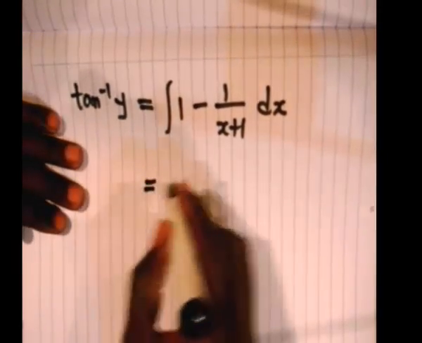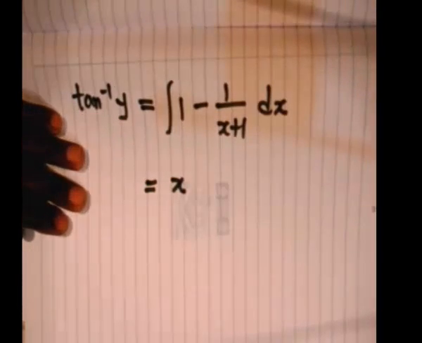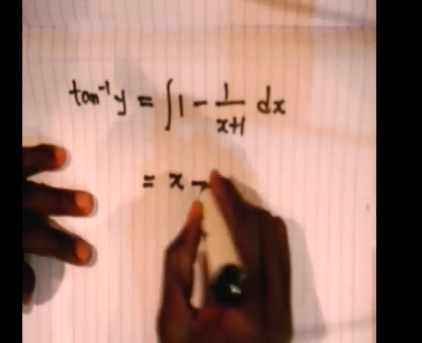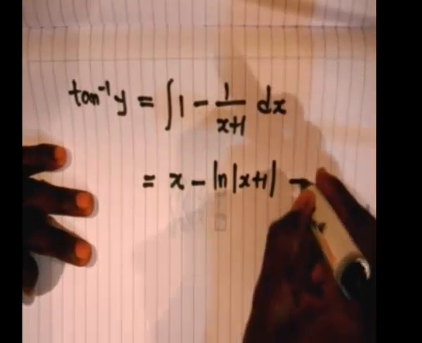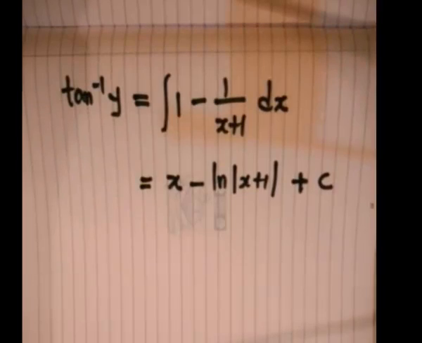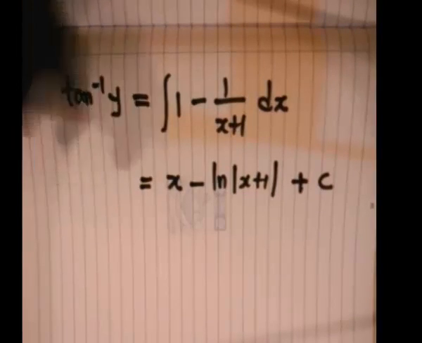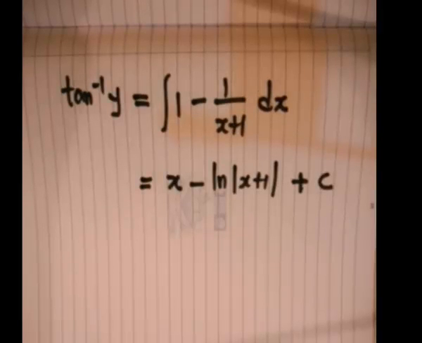When you integrate 1 with respect to x, you have x. When you integrate 1 over x plus 1 dx, you have ln x plus 1. So you add your constant of integration to the side of the equation where you have the independent variable. You cannot have two constants on the same line, and it will be on the side of the independent variable. Please take note of this.